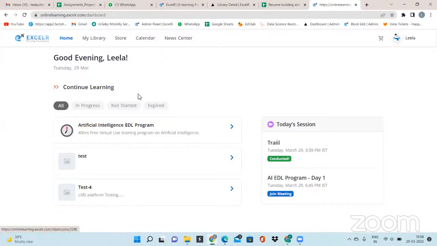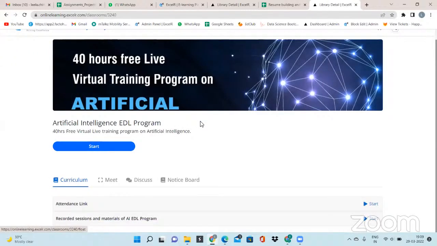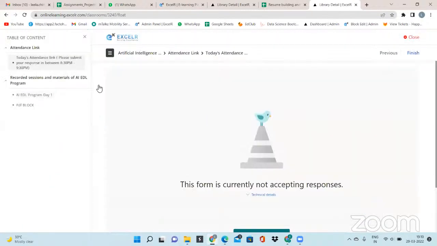So actually we informed you to submit your attendance on a daily basis. Whenever you attend this session, you have to submit your attendance in order to get your participation certificate. Every day between 8:30 to 9:30, the attendance link is active. You can find this form directly from your dashboard. When it is 8:30, you have to go to the attendance link tab, and you would be seeing one form here, and then you have to submit your attendance.